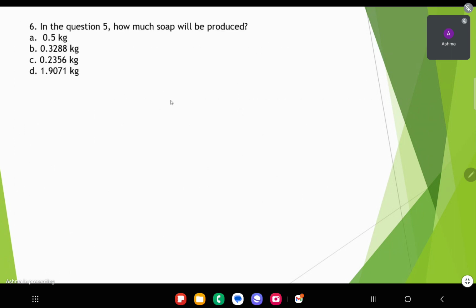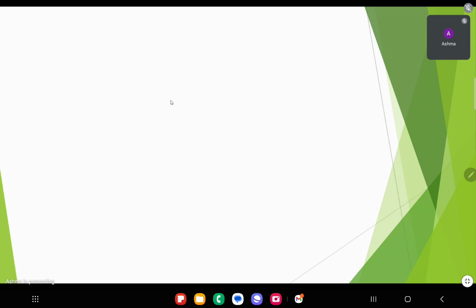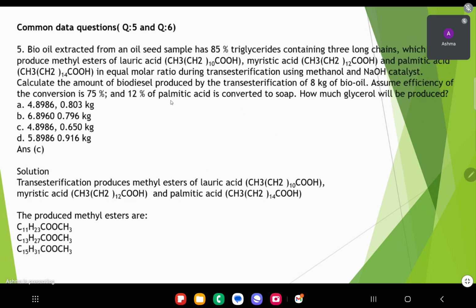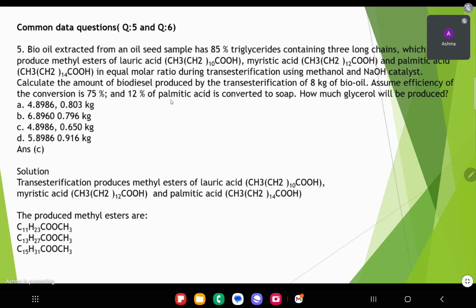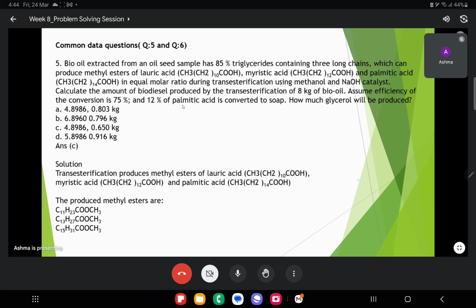For this question, we need the data from question 5. So the question is, in question 5, how much soap will be produced? I will open question 5. From this question, we have to find how much soap will be produced. I'll give you 5 minutes for this question also. Just try to solve it and write your numerical value in the chat box, and then we will see how to approach this question.